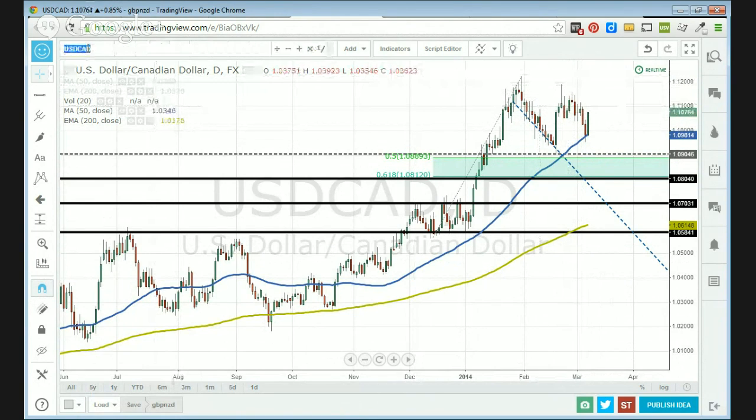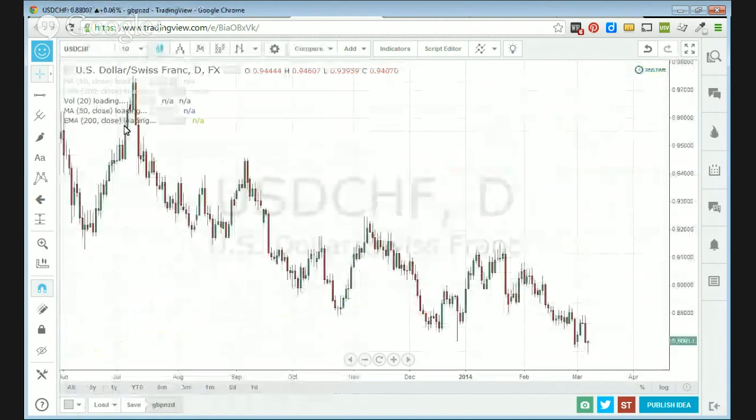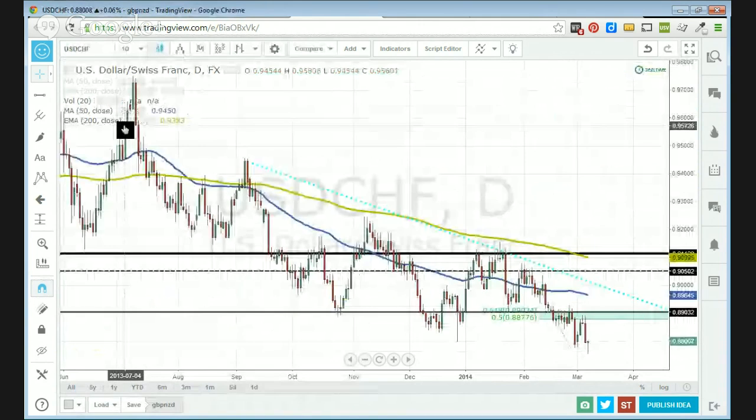So. Still very interested in exploring counter trend trading. I feel like I mentioned that in a lot of videos. But we'll see. I definitely haven't done well with it, so I want to approach it very cautiously and carefully. Dollar Swiss.